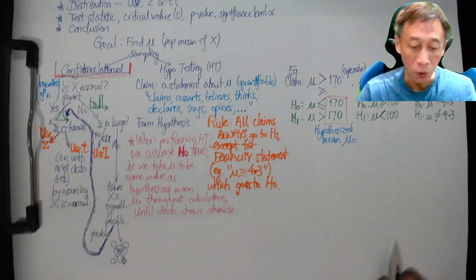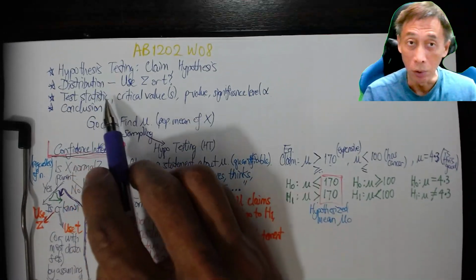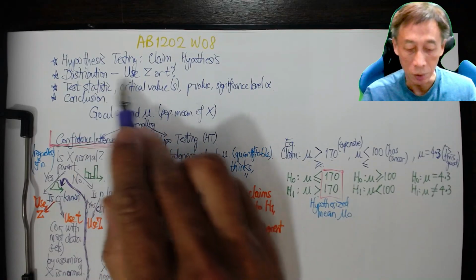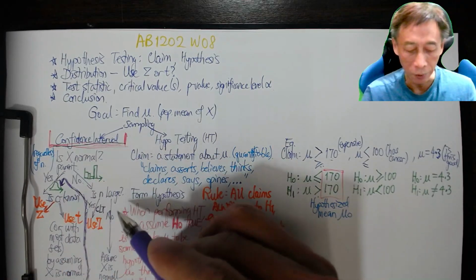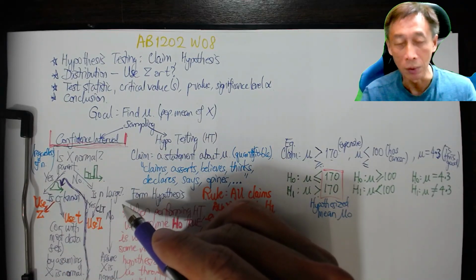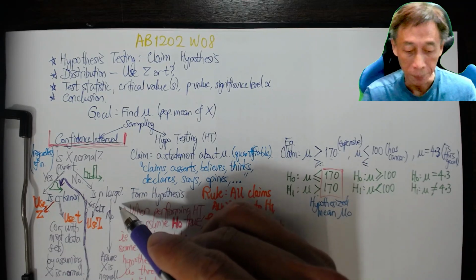Okay, so that's for dealing with the next step, which is should I use Z or T? So hopefully with this diagram, you will be able to sort it out in a very quick and efficient manner.